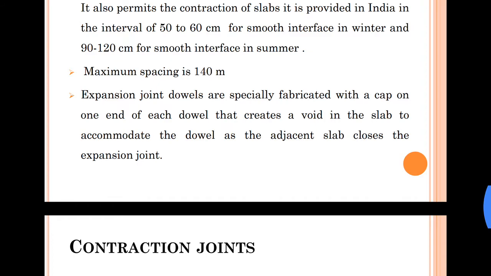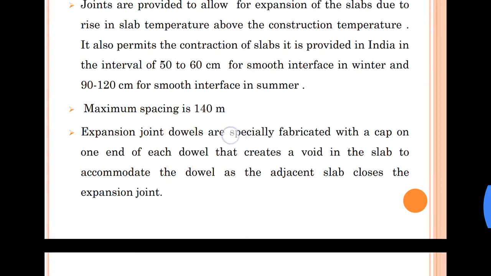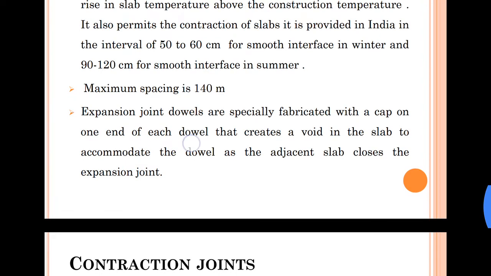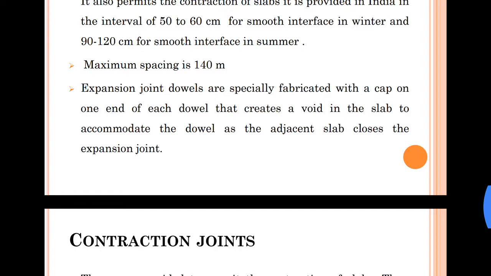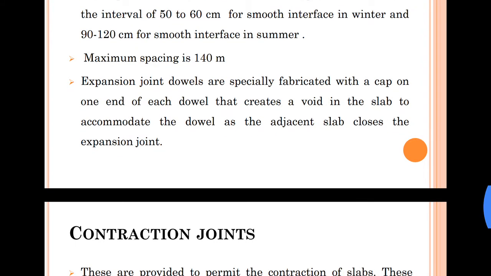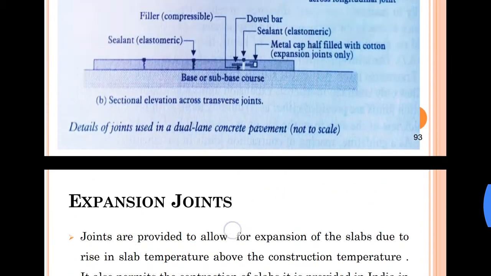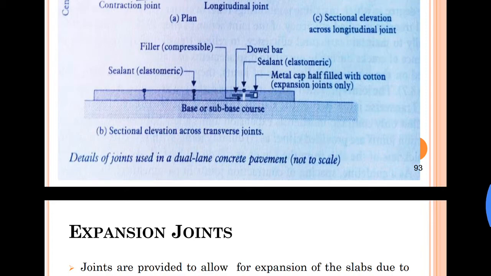The maximum spacing is 140 meters. Expansion joint dowels are specially fabricated with a cap on one end of each dowel that creates a void in the slab to accommodate the dowel as the adjacent slab closes the expansion joint. Okay, so as I told you over here, at one edge it is fixed, and at the other edge we have a gap over here and we have a metal cap. So that allows for expansion.